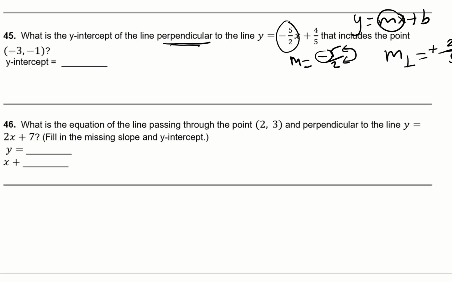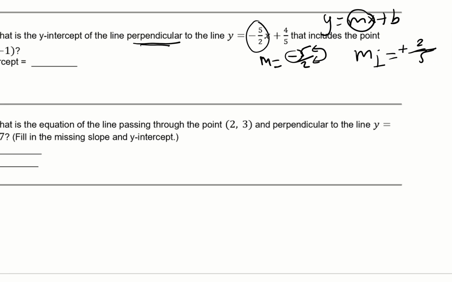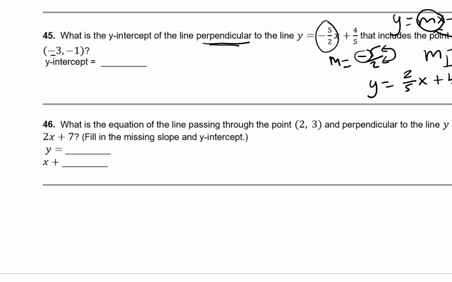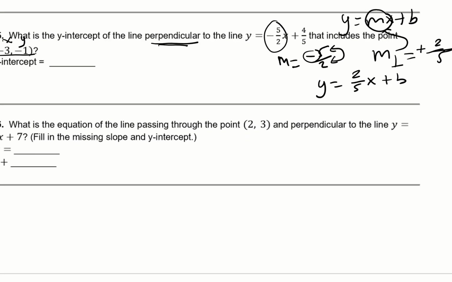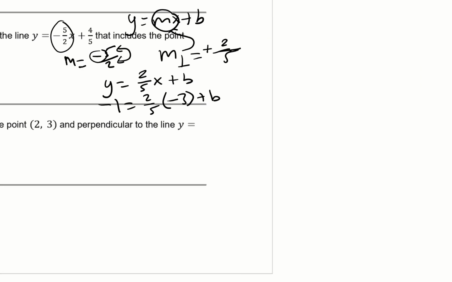Now the perpendicular slope, we can plug that into this equation. So we have y equals 2/5 x plus b. Now the point that they gave us here, (-3, -1), is the x and y coordinates, which we can easily plug into this equation. So we have -1 equals 2/5 times -3 plus b. And then we can go ahead and solve for b here. So we have 2/5 times -3, put this over an invisible 1, and then multiply straight across.